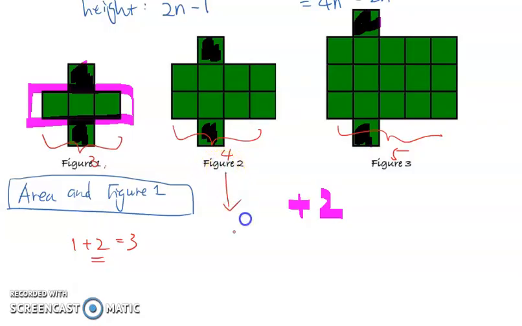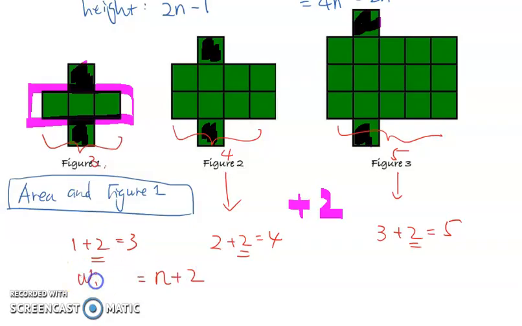Can I add 2 so that I will get the same for the other figures? Let's have a guess for figure 2. That's 2 plus 2. Does it give me 4? Yes. And the third figure, using the figure number 3 plus 2, does it give me 5? Yes. So now I have seen the pattern. Let's say the figure number is n, and n plus 2 is always the width.